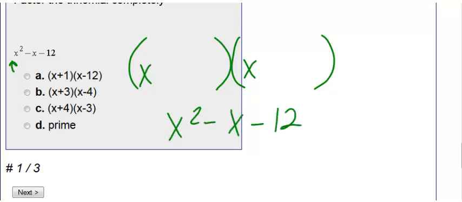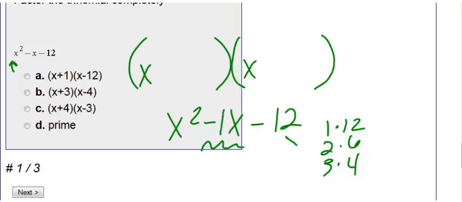So my next step is I'm going to take my 12, and I'm going to list my factors of 12. I have 1 times 12, I have 2 times 6, and I have 3 times 4. Okay, my goal is this middle term. My goal is to get a -1. Here are my 3 options.